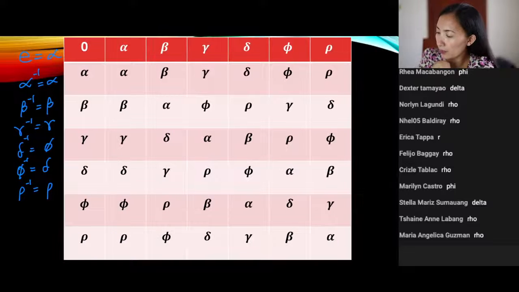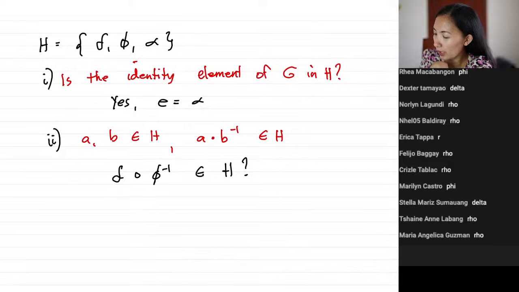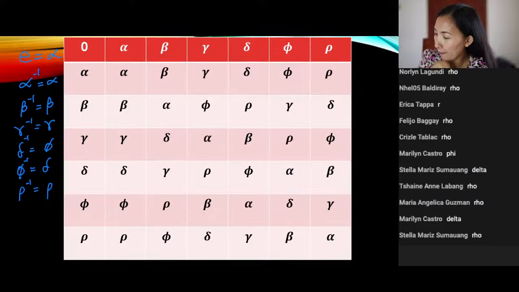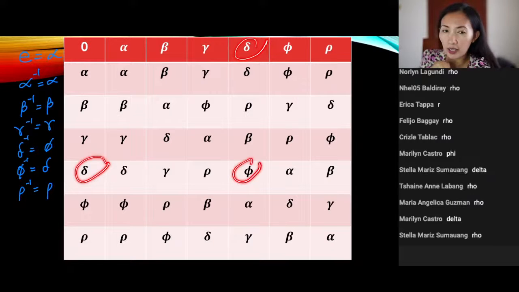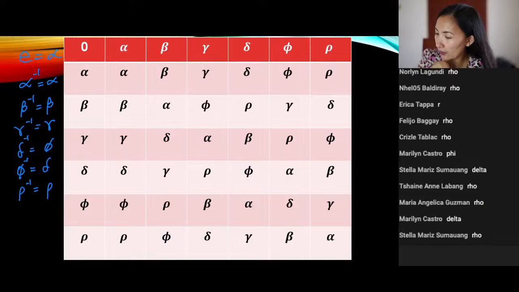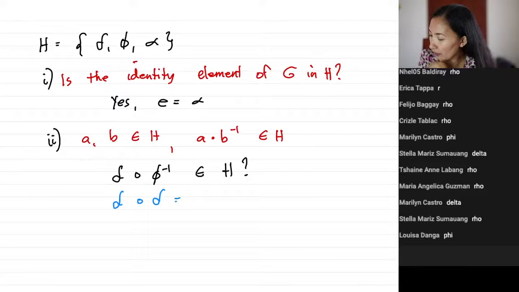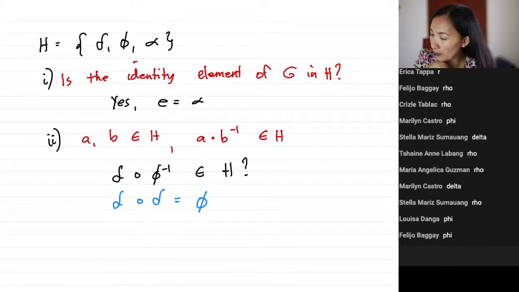So, let's go back to our solution a while ago. The inverse of this is delta. So, what is delta circle delta? Go back to your table. What is delta circle delta? Delta circle delta is phi. So we have shown that the result here is phi.